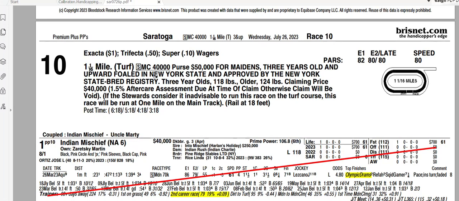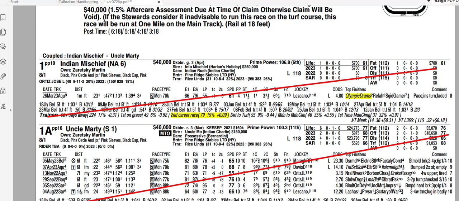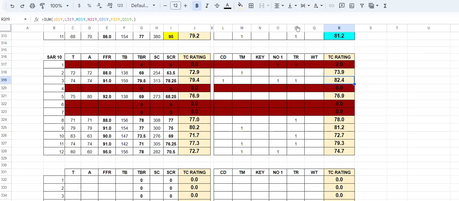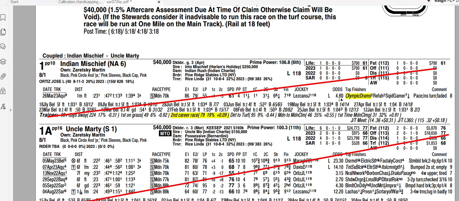Race 10 was a maiden claiming 40,000. I did eliminate some horses here, and the grid points to the 3, the 9, the 11, and the 8. 3, 8, 9, and 11. And this is a race where there's 12 horses right now, barring any scratches.